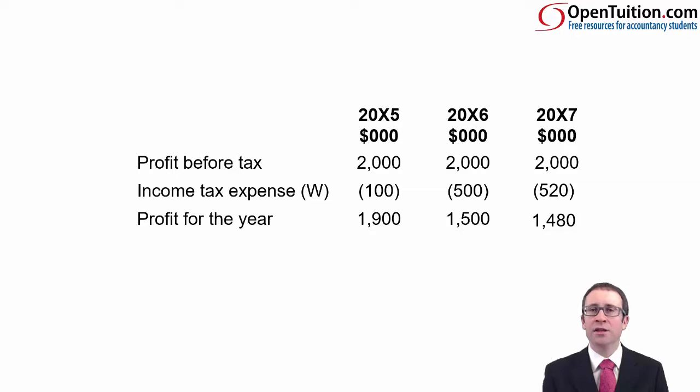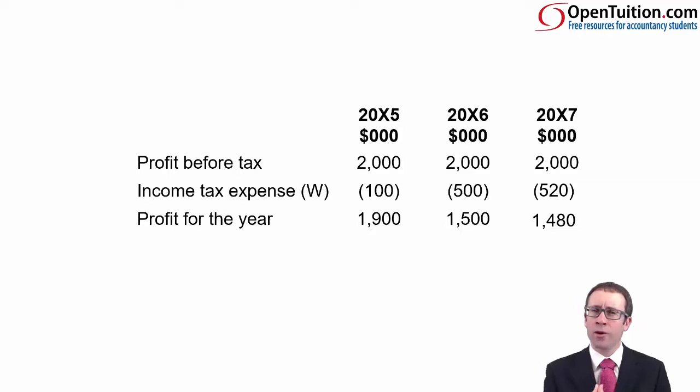Compare that to the profit for the year. That's your earnings, isn't it? One of the key ratios we'll look at later in the course is your earnings per share. And that's what a lot of directors will get judged on by the shareholders. And if you look at the earnings, what are they doing? Falling. Why are they falling? They're falling because of the tax charge.